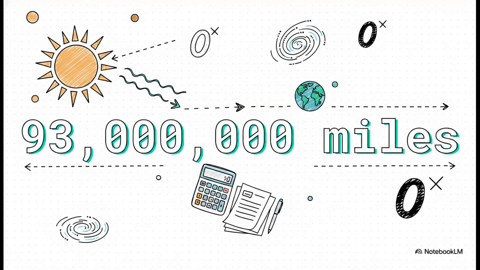Picture this. You're trying to write out the distance from the Sun to the Earth over and over again. That distance is roughly 93 million miles. To put that into perspective, light, which travels at an astonishing 186,000 miles per second, still takes over 8 minutes to cross that gap. Now imagine you're a NASA engineer plotting a highly sensitive trajectory to Mars. You have to write that 93 million out, or punch it into a computer simulation, dozens and dozens of times a day alongside other massive planetary distances.